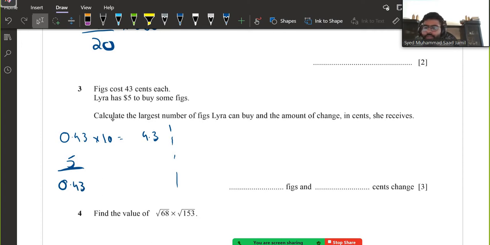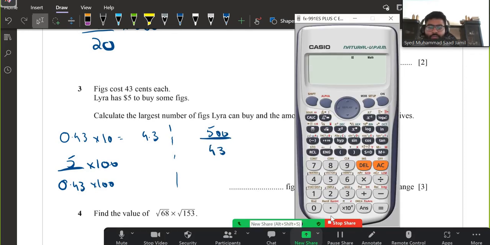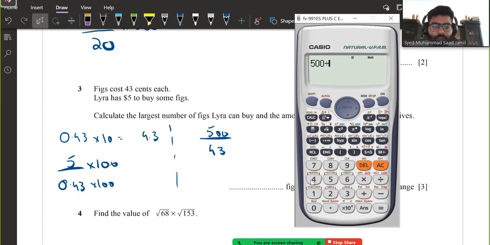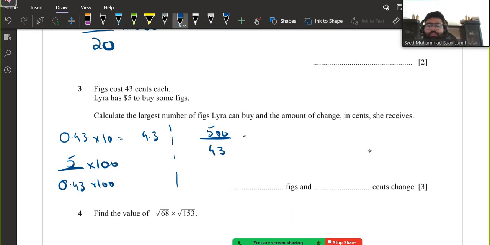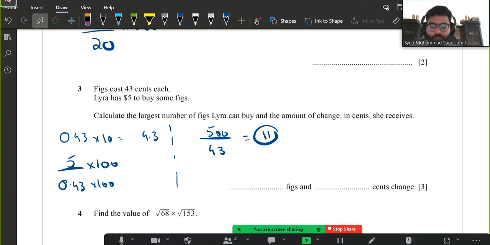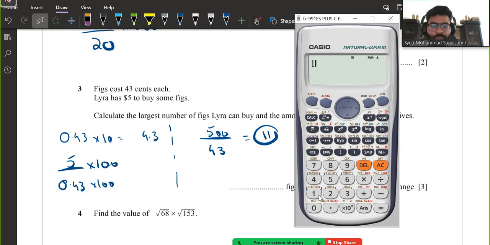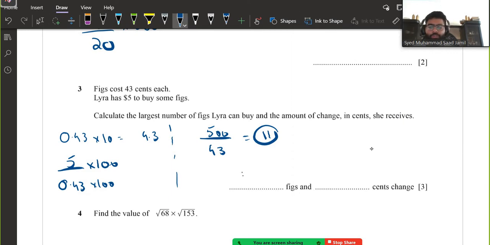Since it is difficult to divide 5 by 0.43, we multiply both the numbers by 100. So this turns out to be 500 upon 43. So 500 divided by 43 is roughly 11.62. Now that means we can buy 11 figs, because we don't have money for more than 11. So if we are buying 11 figs, and each costs 0.43, it means we are spending $4.73.